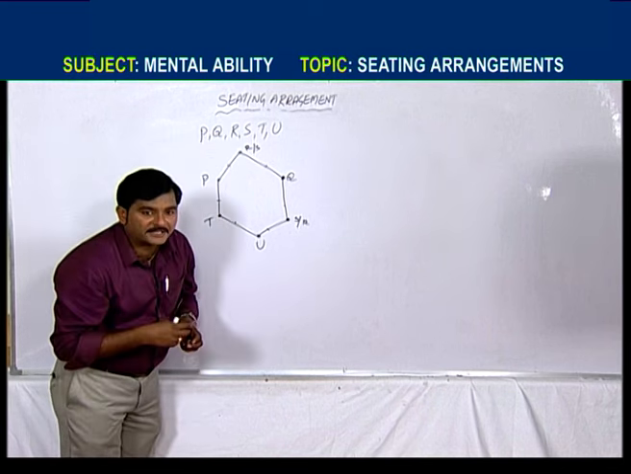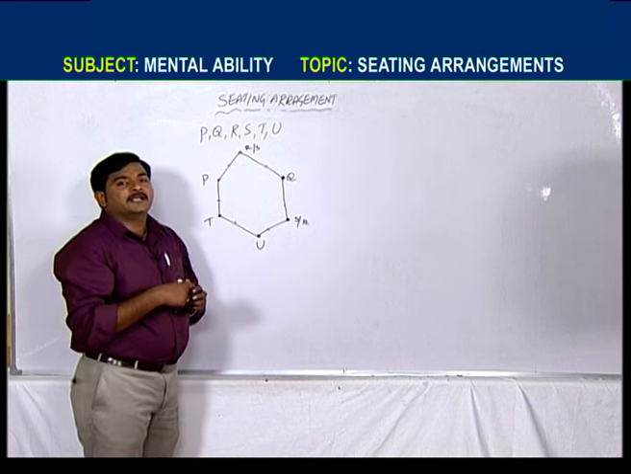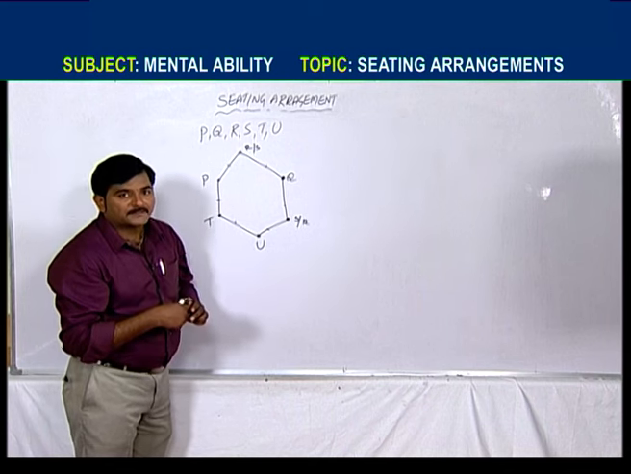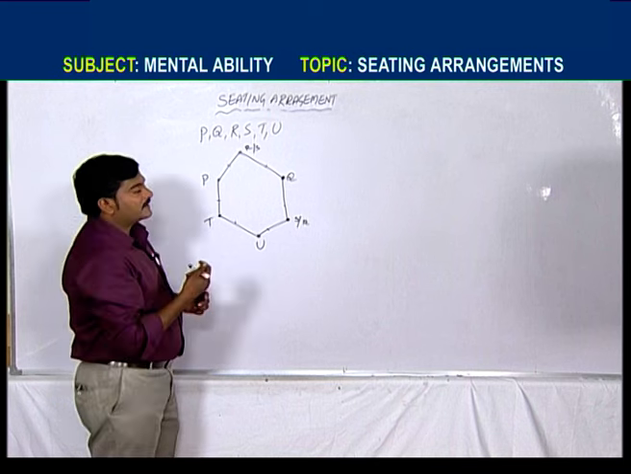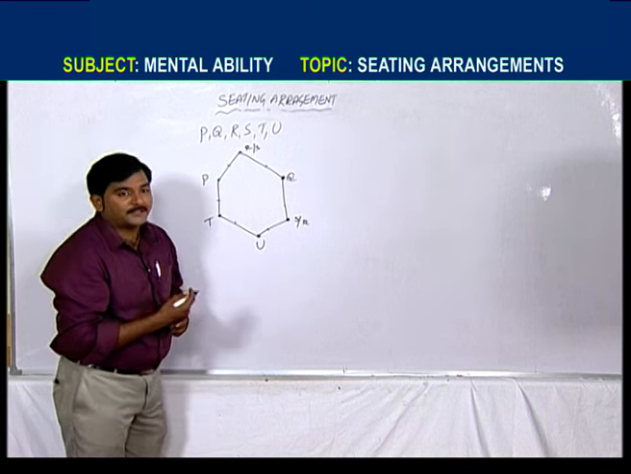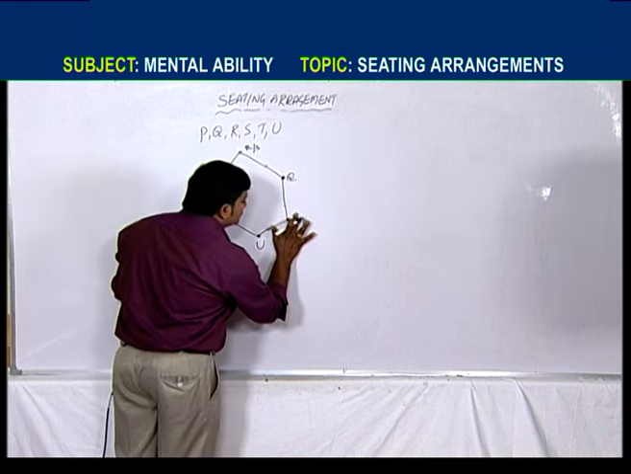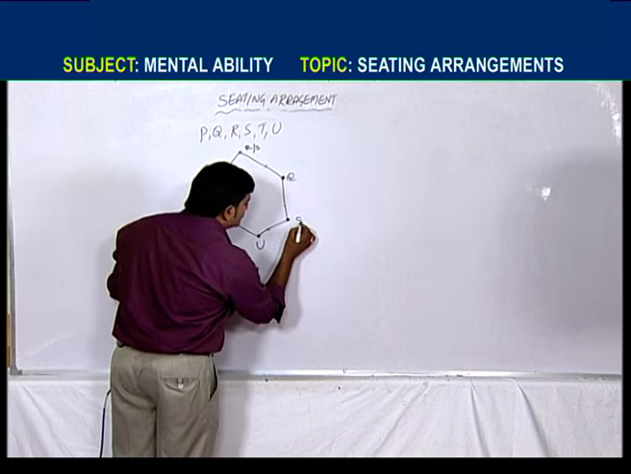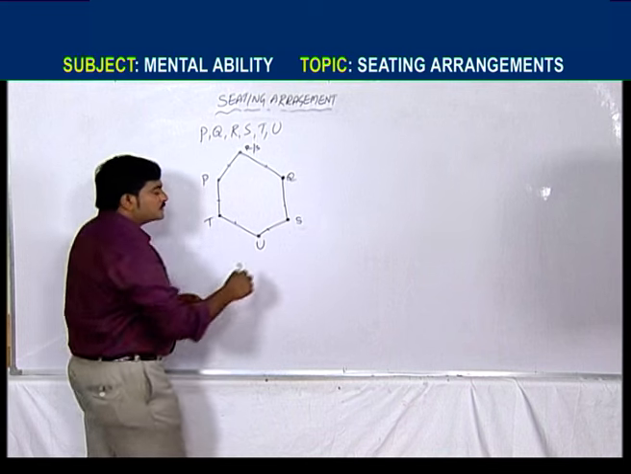But what he mentioned here is, T is second to the left of S. So from S's left side, second position, who must be there? T must be there. So this position must be whose position? S's position.